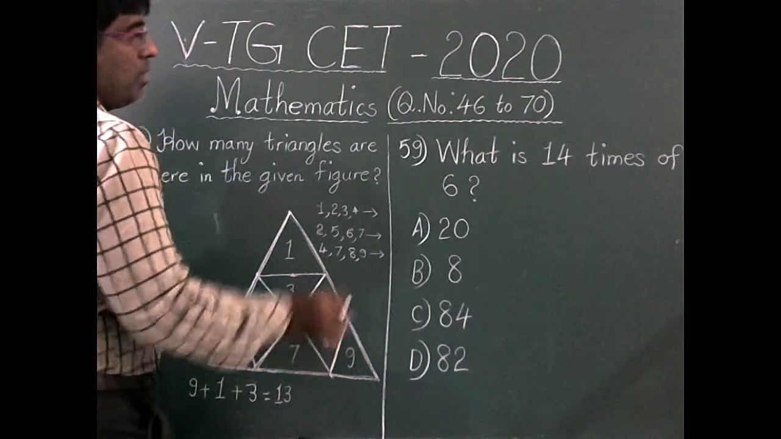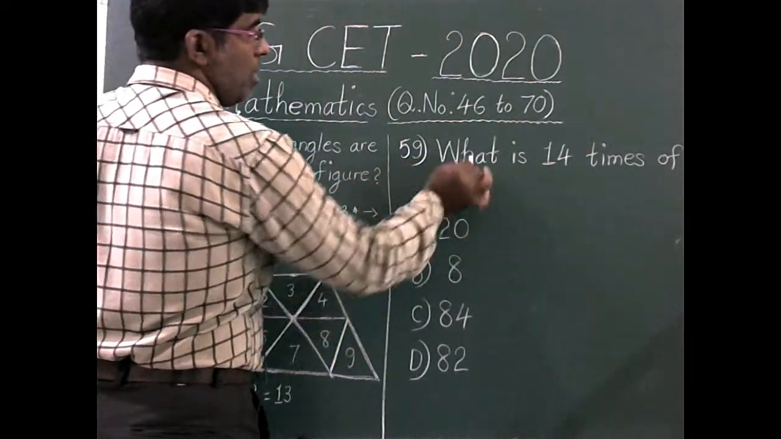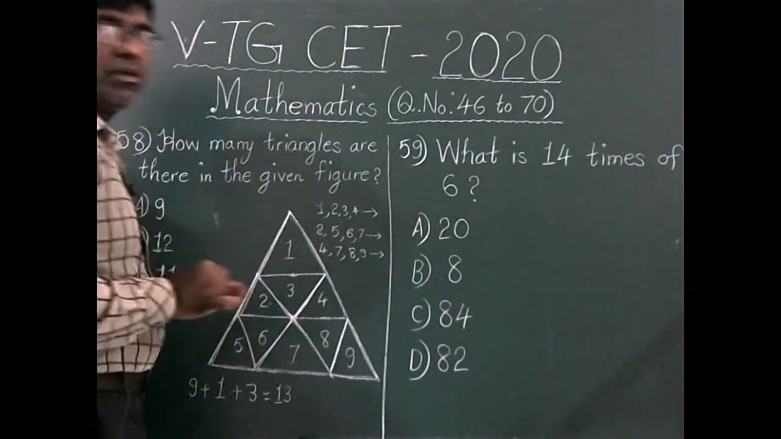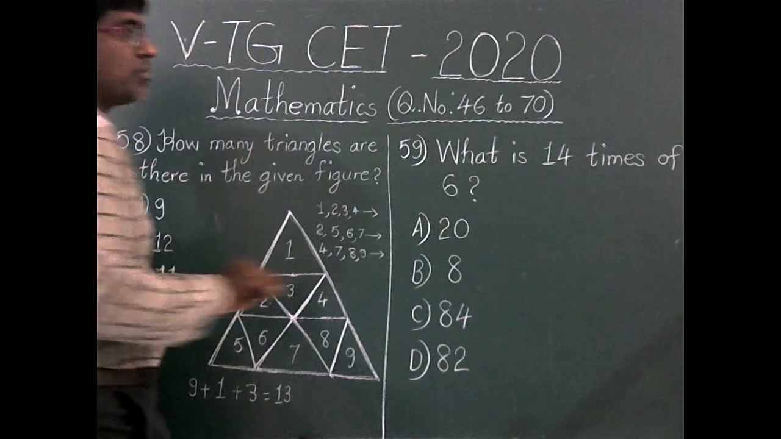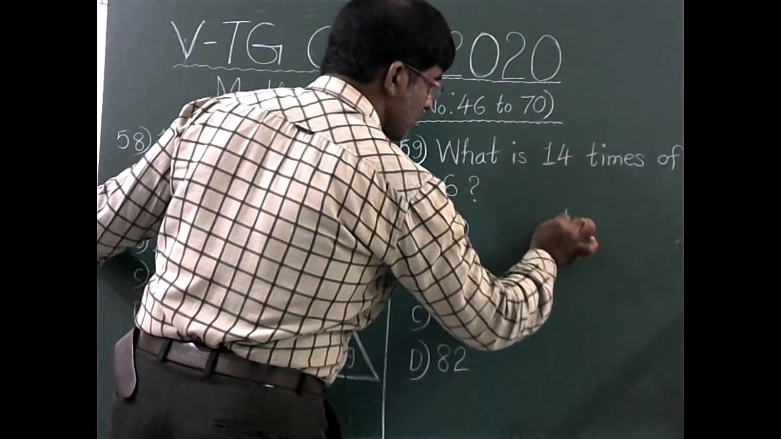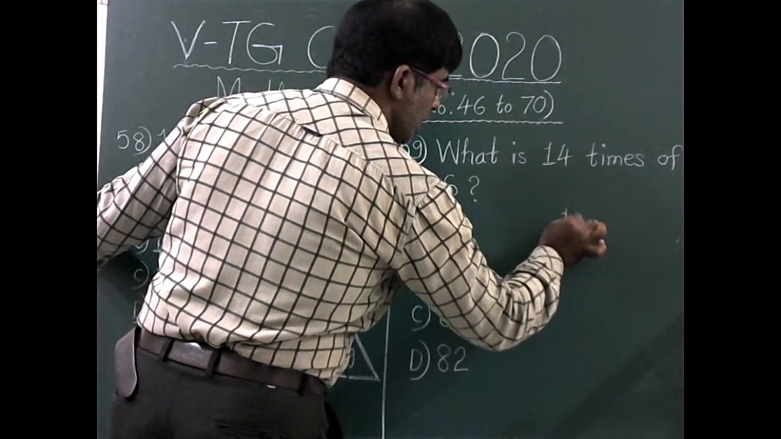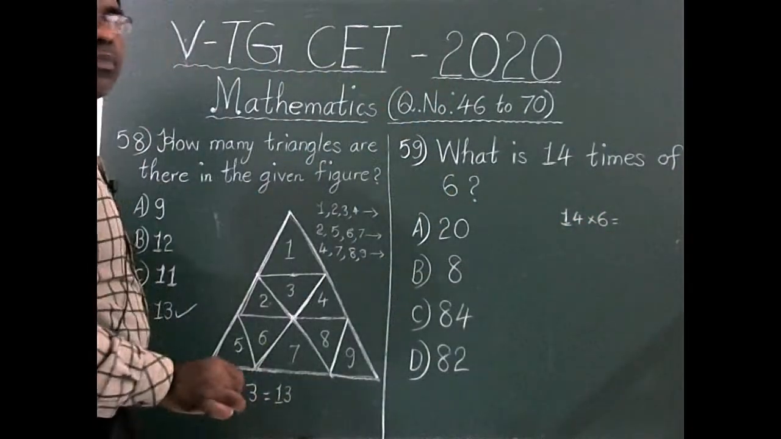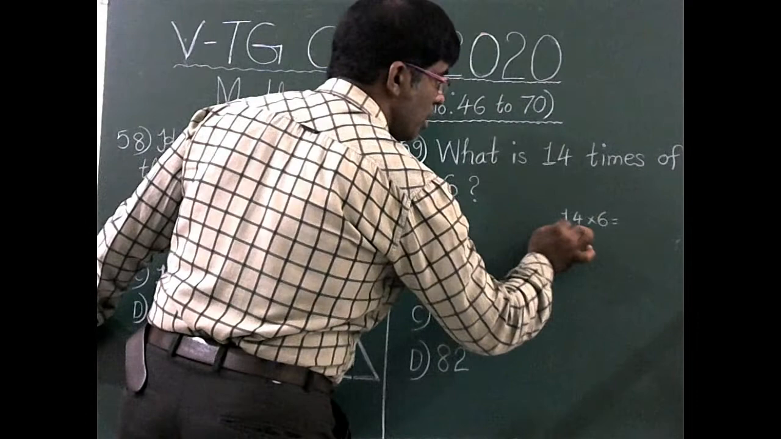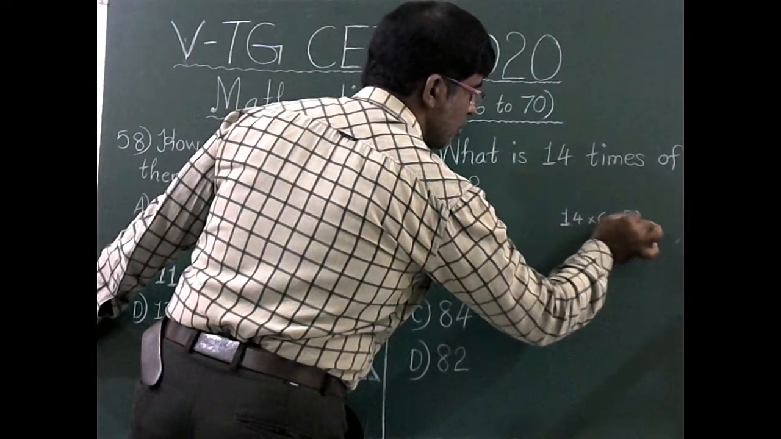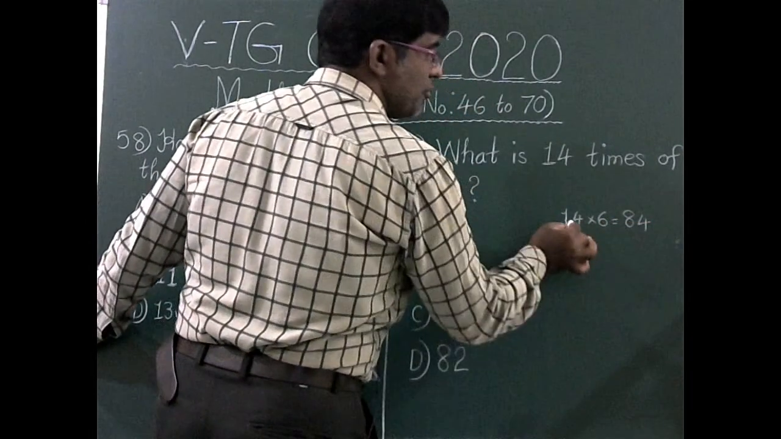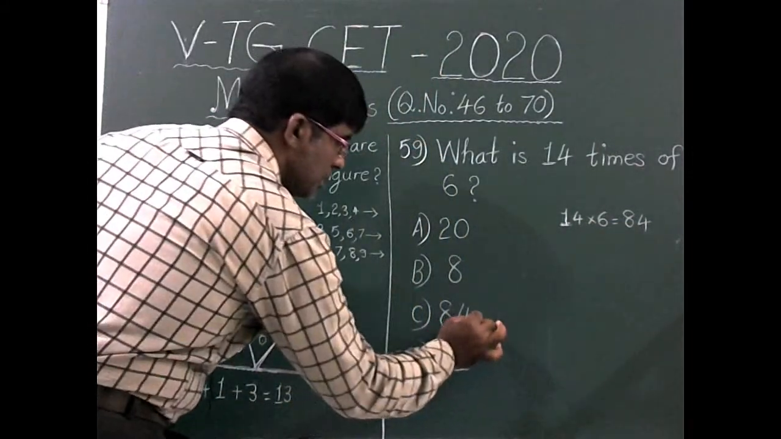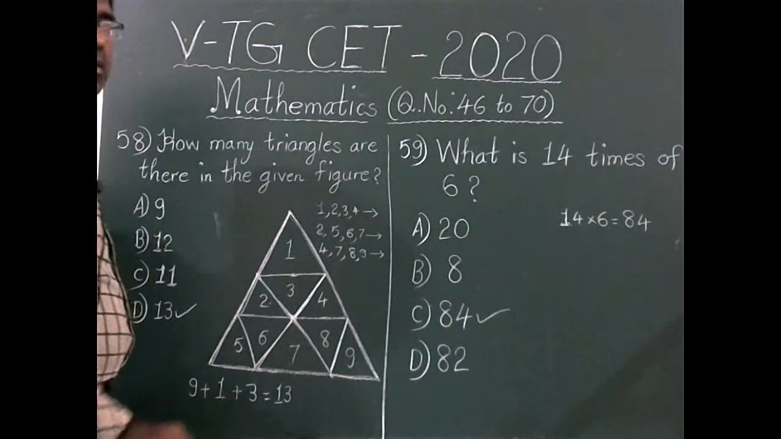Next problem, problem number 59. What is 14 times 6? 14 times 6 is 84. So 14 times 6 equals 84. So option C is the correct answer.